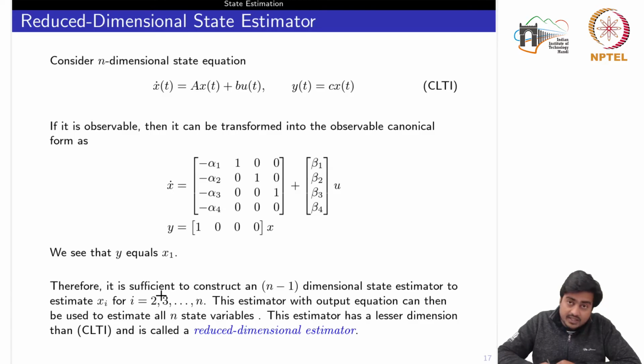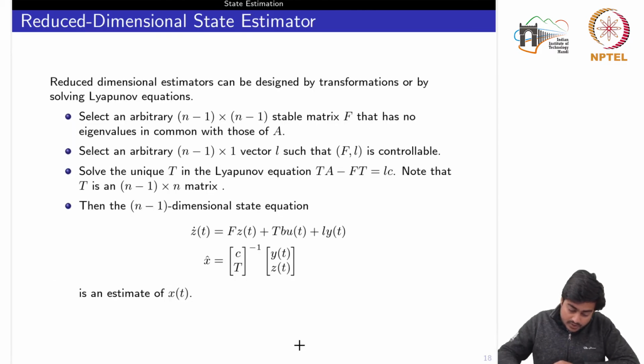Therefore it is sufficient to construct an n minus 1 dimensional state estimator to estimate xi for the rest of the state variables. Okay, this estimator with the output equation can then be used to estimate all n state variables. So this estimator has a lesser dimension than the dimension of the plant, and we call it the reduced dimensional estimator. Okay. So here we will see one design procedure which is based on the Lyapunov equation.